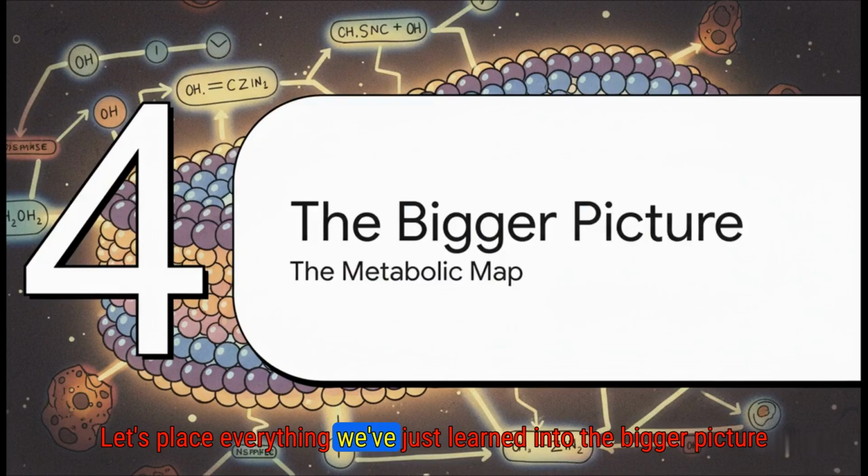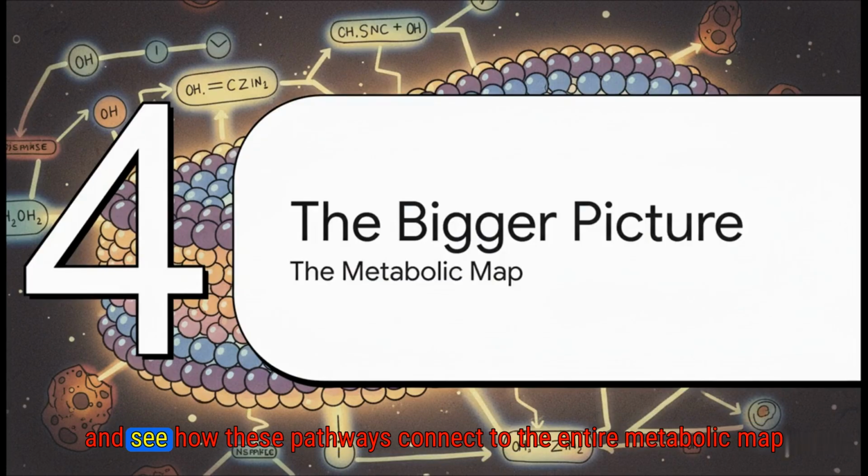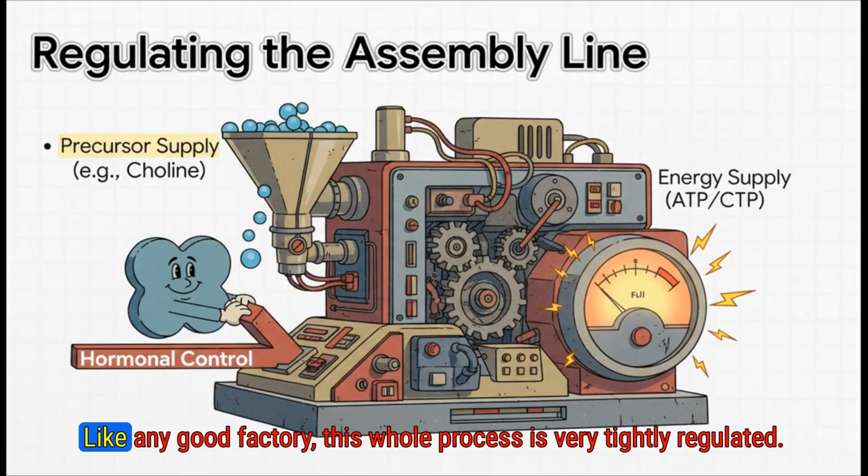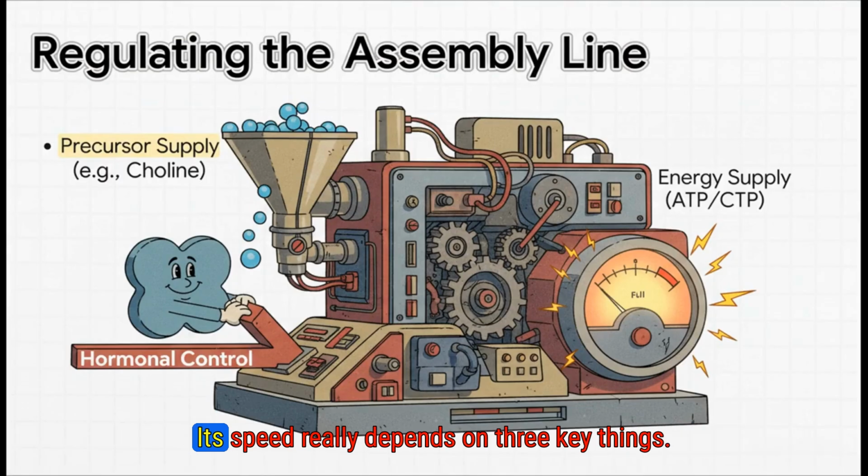Okay, for our final section, let's zoom all the way out. Let's place everything we've just learned into the bigger picture and see how these pathways connect to the entire metabolic map of the human body. Like any good factory, this whole process is very tightly regulated. Its speed really depends on three key things.